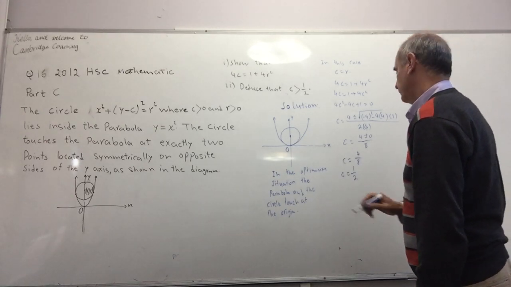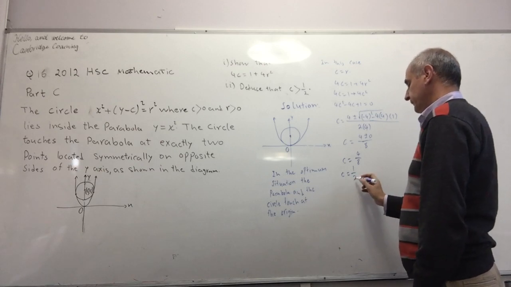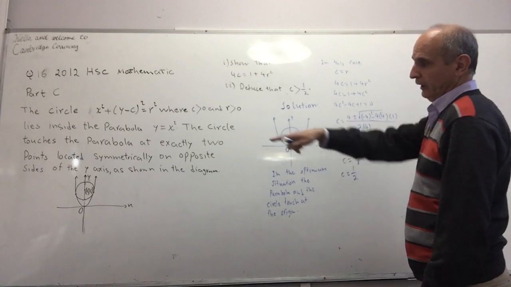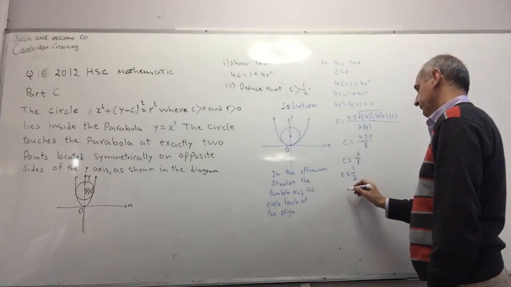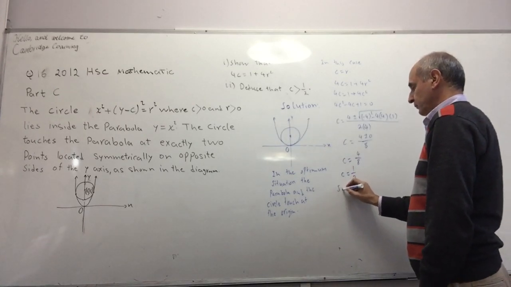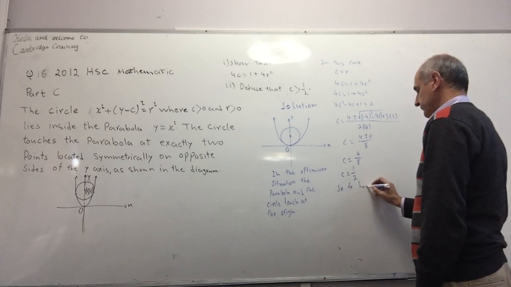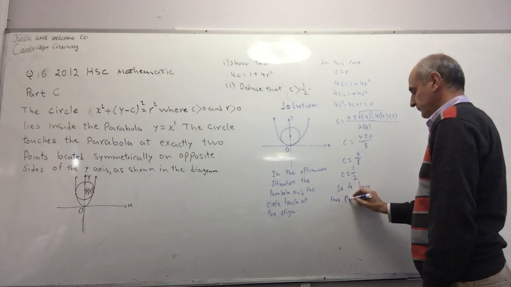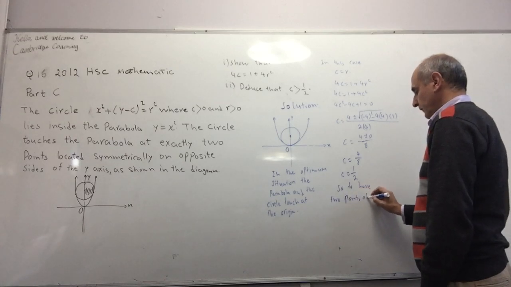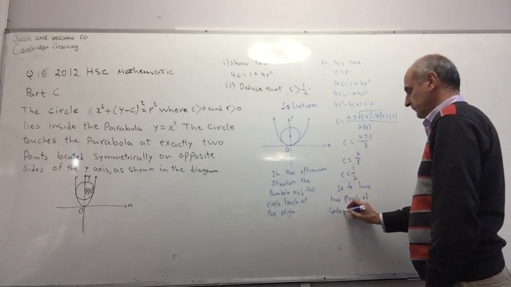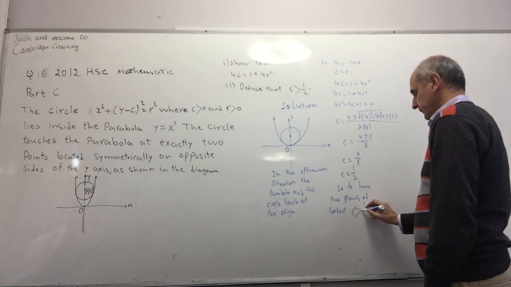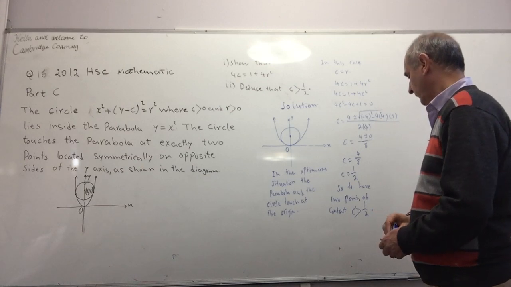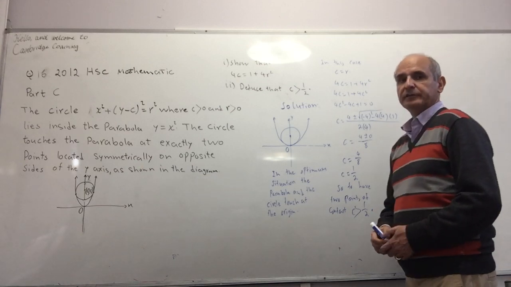So to have 2 points of contact, we need c to be greater than that and go to a position similar to that shown in the first diagram. This one had only 1 point of contact. So c must be greater than half. Thank you and see you next time.